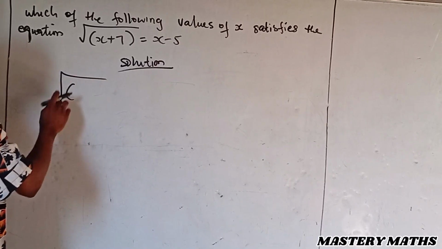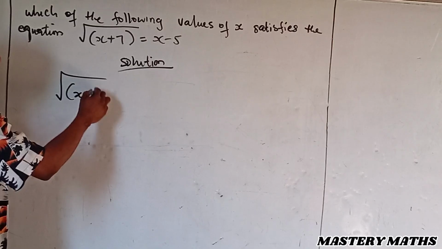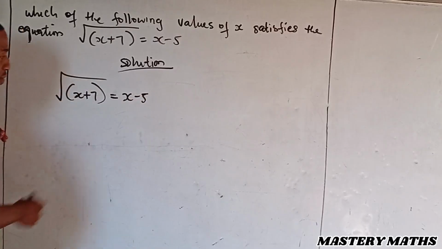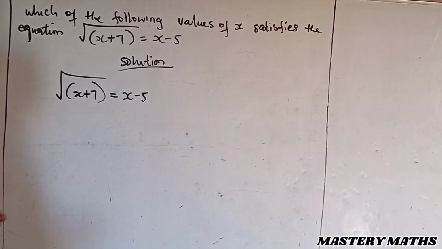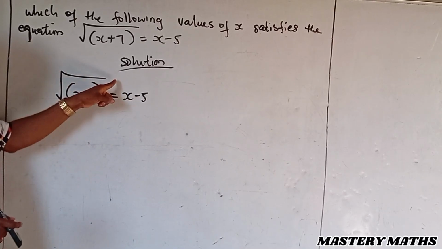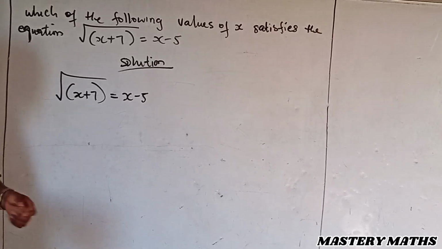Then you have your root x plus 7 in a bracket. Here you have your x minus 5. First, we have to stop having this root there. These radicals you're seeing here, we need to remove this. And how do we remove it?